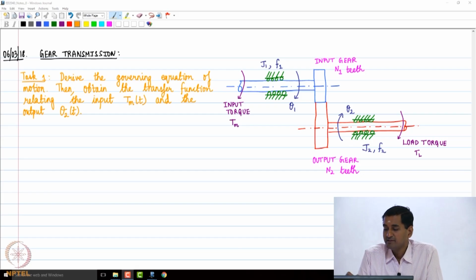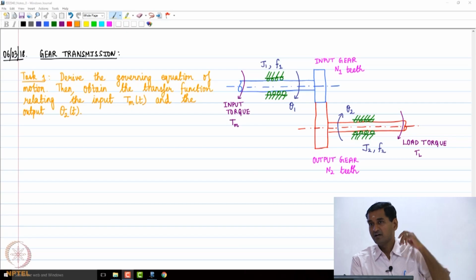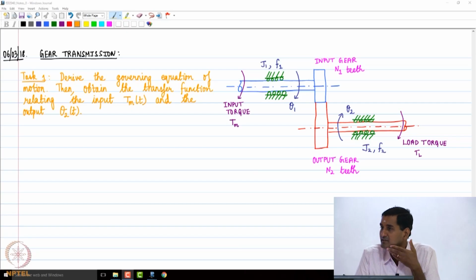Let us say that the moment of inertia of the entire input shaft and input gear assembly put together is some J1, and the input shaft is supported on a bearing with a friction coefficient of F1. So the viscous friction coefficient is F1. That means the frictional torque which is dissipated is essentially F1 times omega 1. That is the implication of that coefficient F1. The angular displacement of the input shaft is, let's say, theta 1 of t.